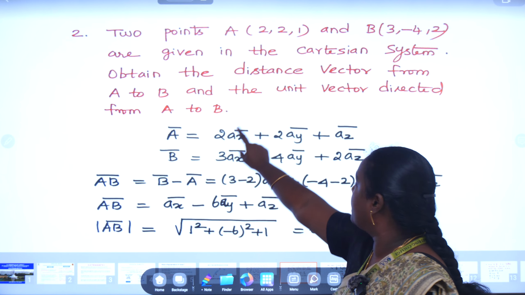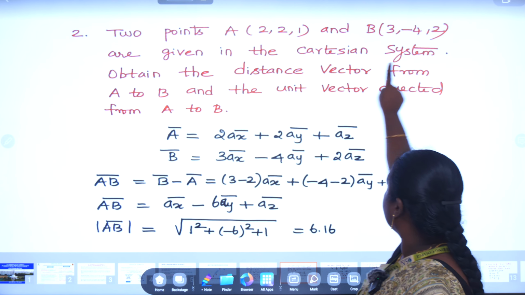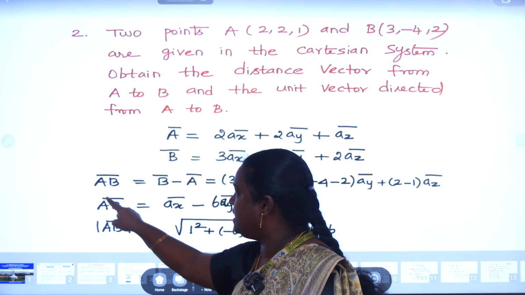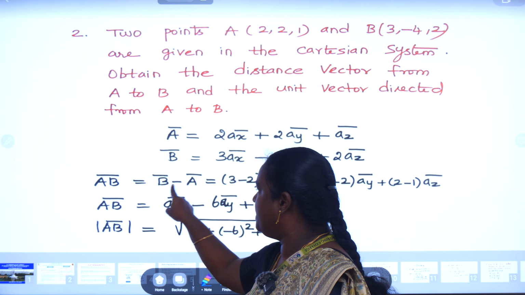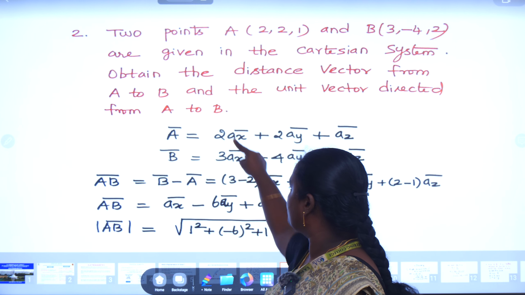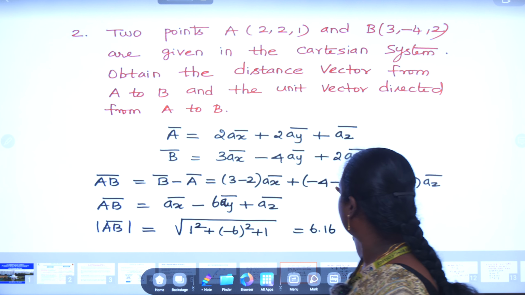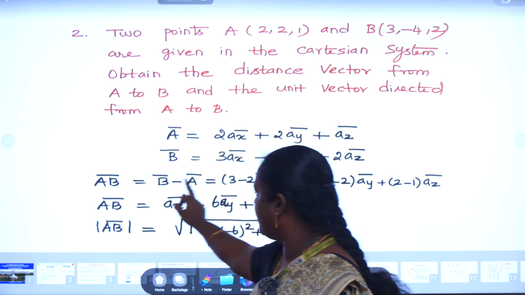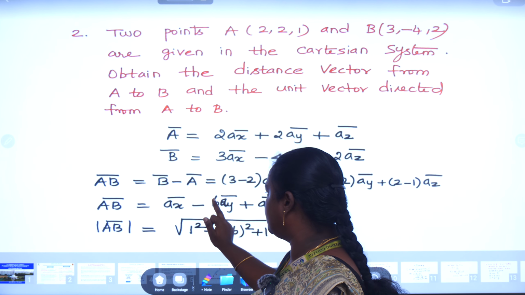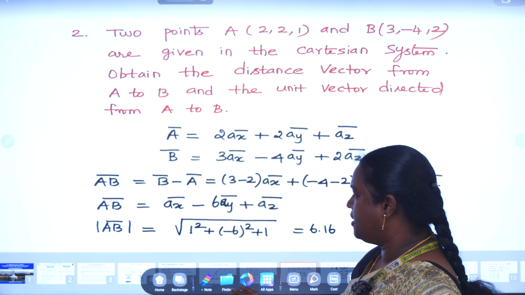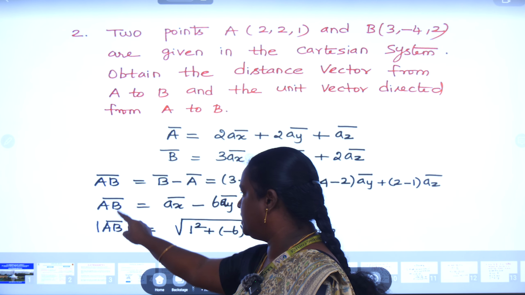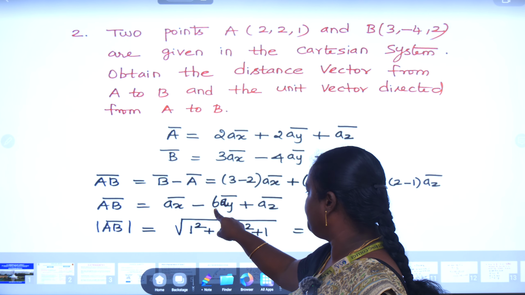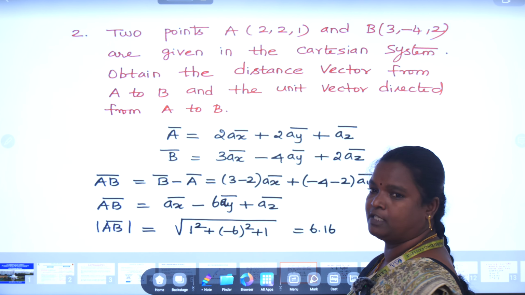The second point is given as 3 AX minus 4 AY plus 2 AZ. From these 2 points, find the distance vector, which is nothing but B minus A, which is (3 minus 2) AX, (minus 4 plus 2) minus 2 AY, (2 minus 1) AZ. From this we find the distance vector, which is AX minus 6 AY plus AZ. From this find the magnitude of this distance vector AB, which is root of 1 square plus 6 square plus 1, which is 6.16.